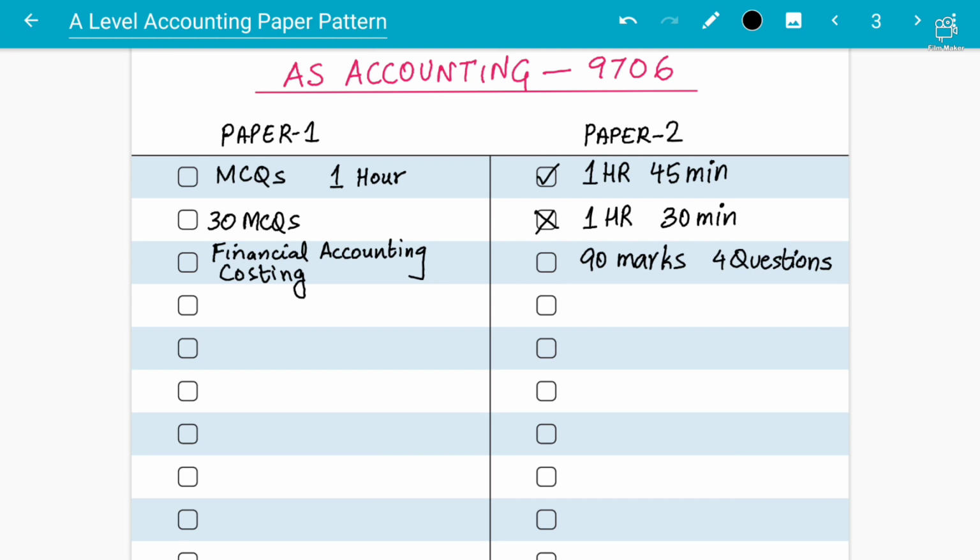So we can say that in this way there will be 3 questions on financial accounting and 1 question, that is question number 4, on costing. Okay, so this is what happens in this.